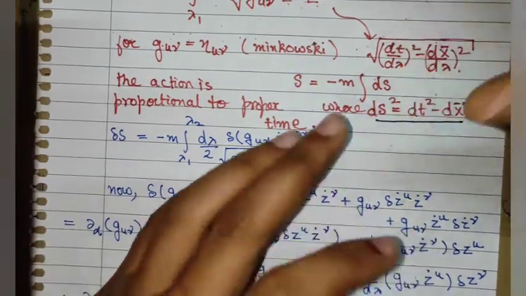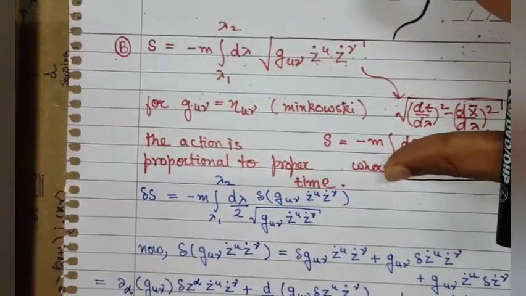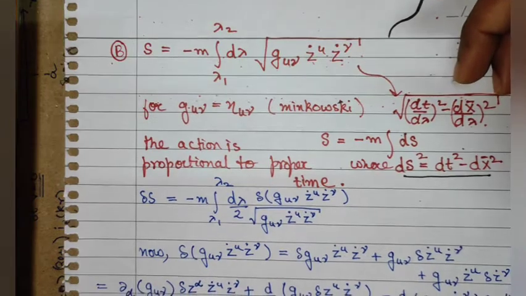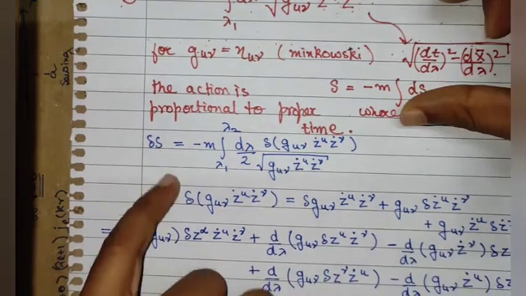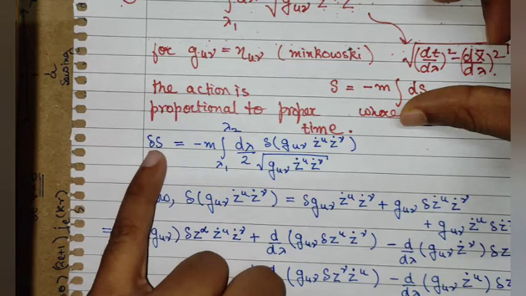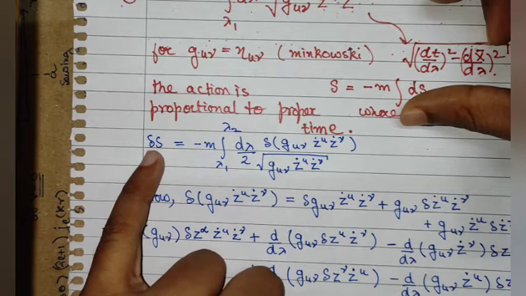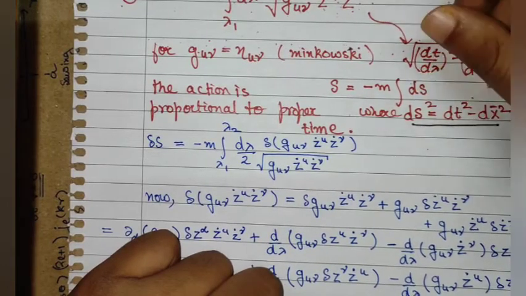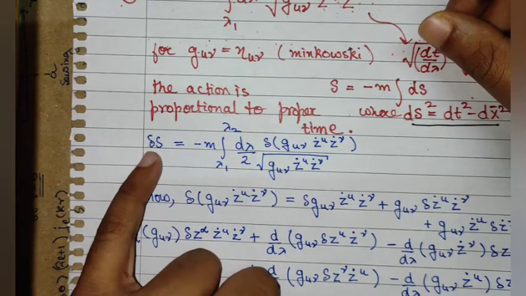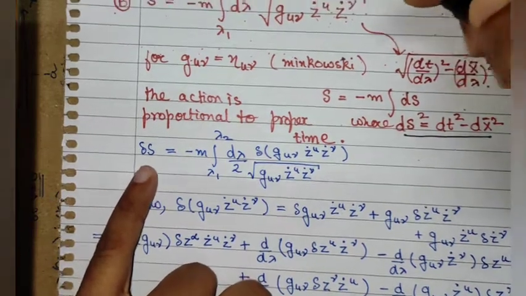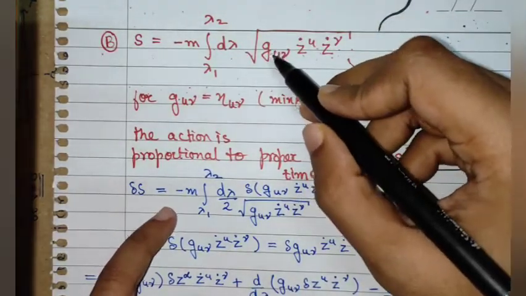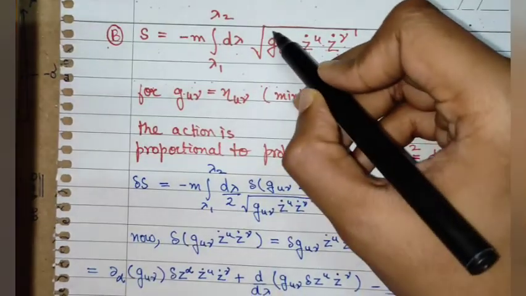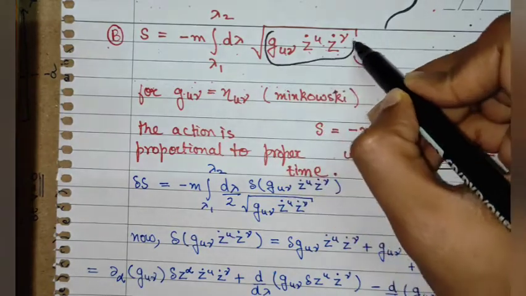So once we have enough motivation for this action, because it is proportional to the proper time, it is truly an invariant quantity. Now we look for the variation of this action in a similar way that we did in the previous video for finding the equation of motion for the field. So we look for the variation of this action. When we vary this, we use the chain rule. So we vary this entire thing.